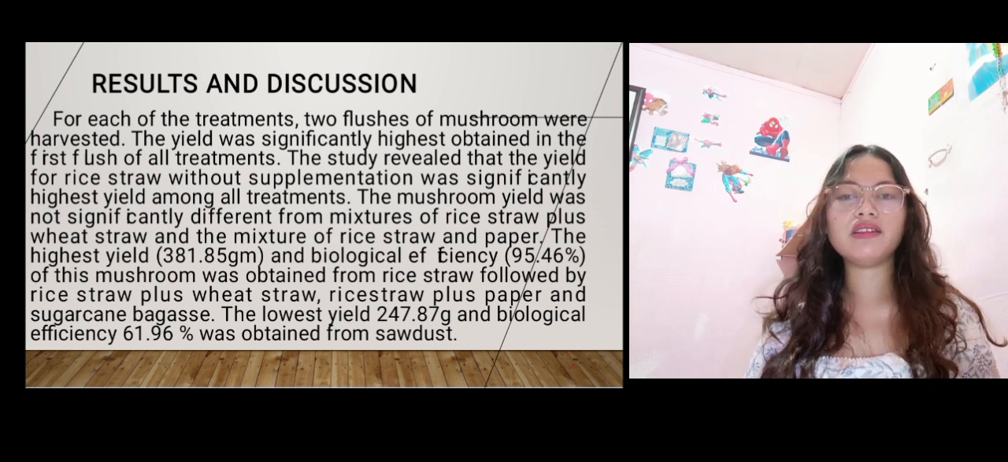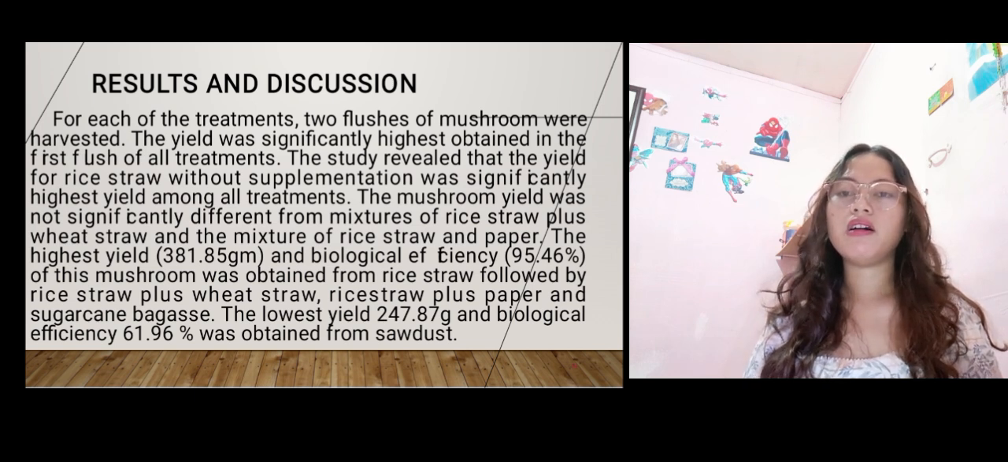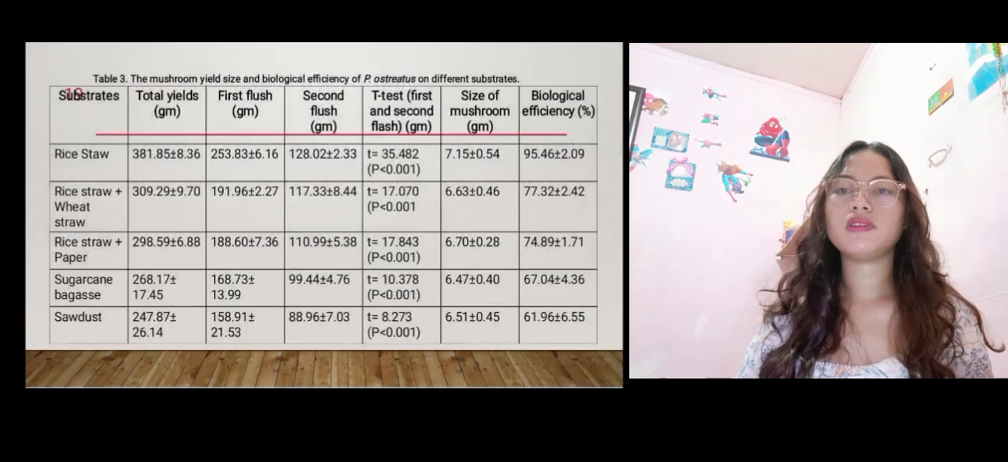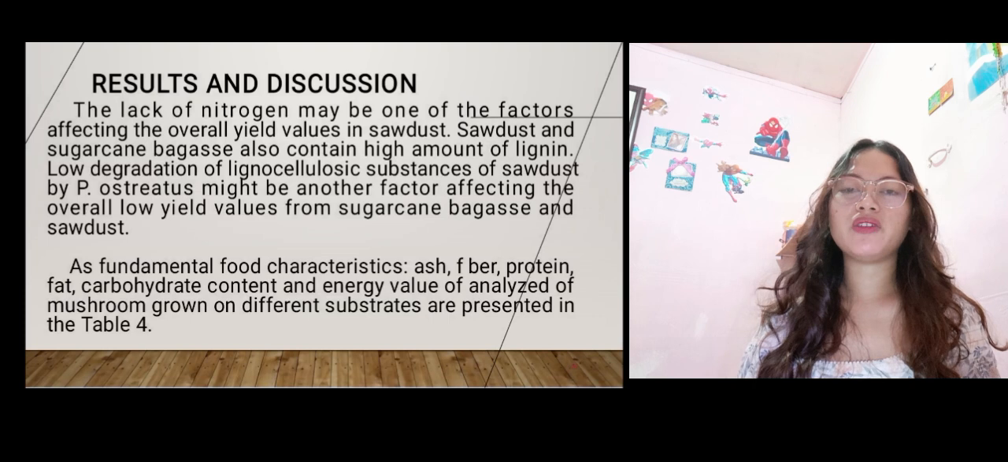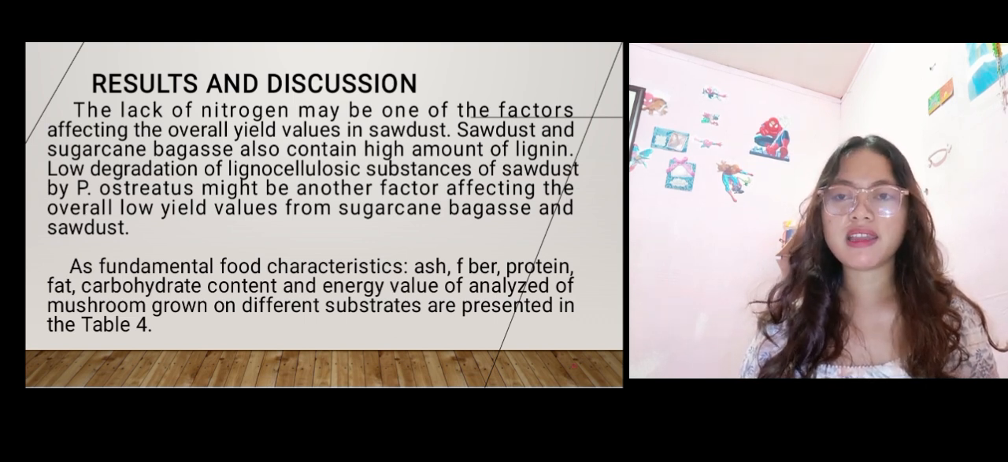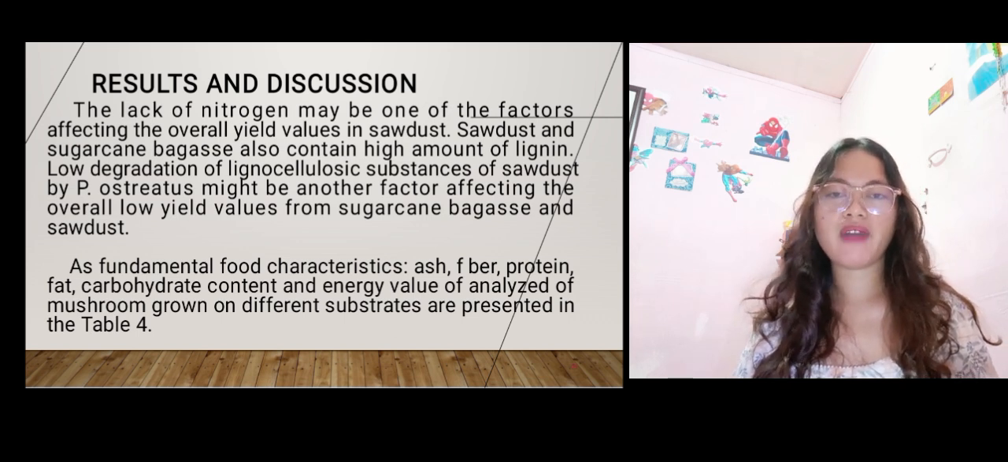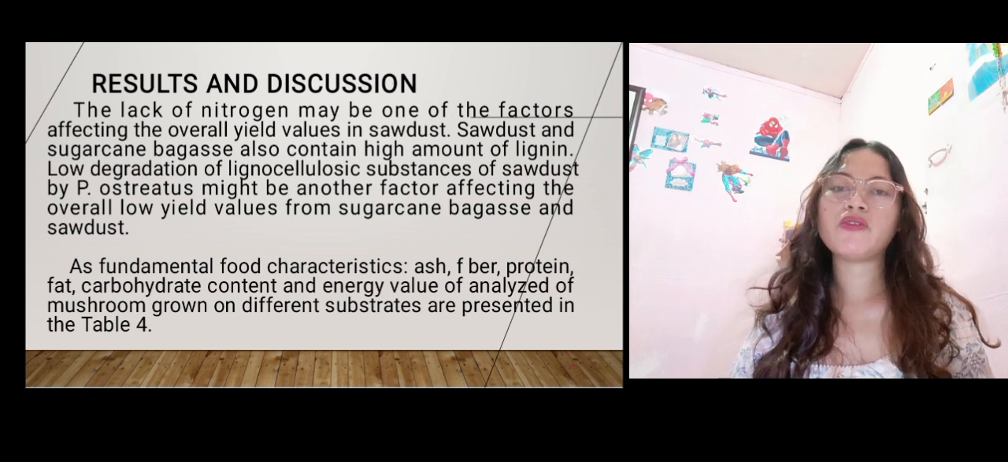The lowest yield, 247.87 grams, biological efficiency of 61.96% was obtained from sawdust. The lack of nitrogen may be one of the factors affecting the overall yield values in sawdust. Sawdust and sugarcane bagasse also contain a high amount of lignin. Low degradation of lignocellulosic substances of sawdust by Pleurotus ostreatus might be another factor affecting the overall low yield values from sugarcane bagasse and sawdust.